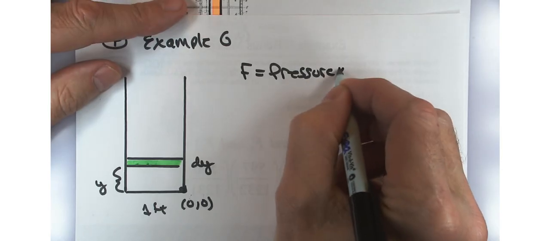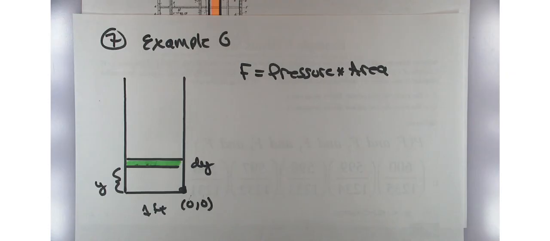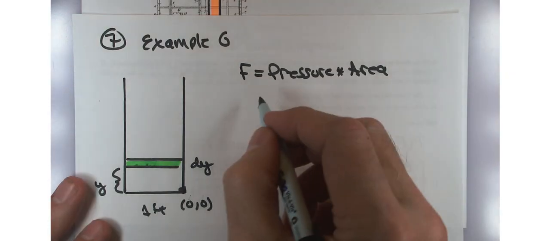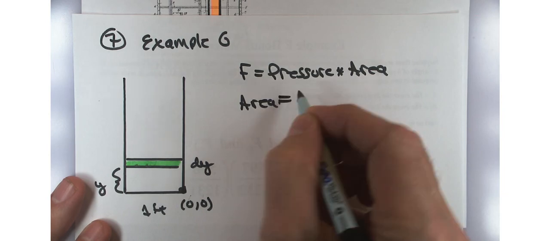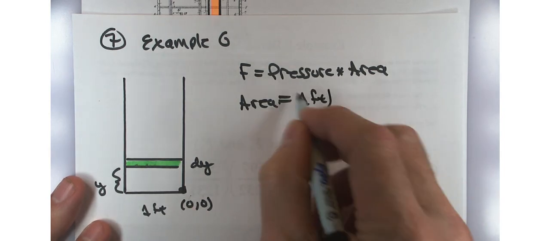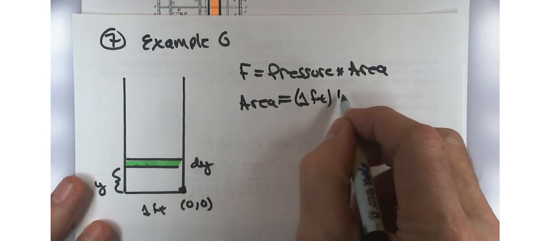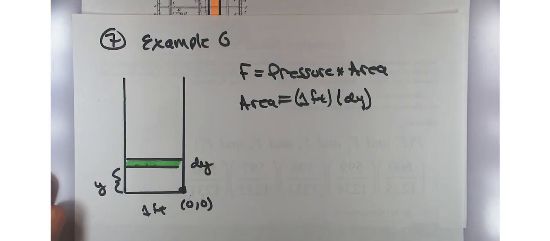So force is going to equal the pressure times the area. Let's find the area first. Area of that slice is going to be 1 foot width times the dy height. So really you have units of feet squared there.